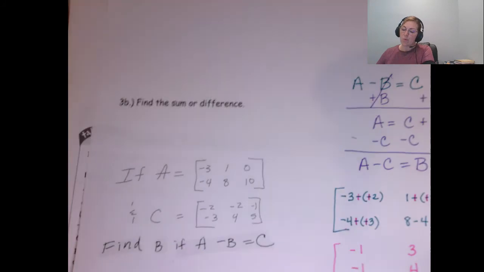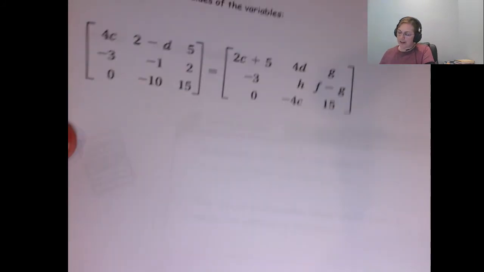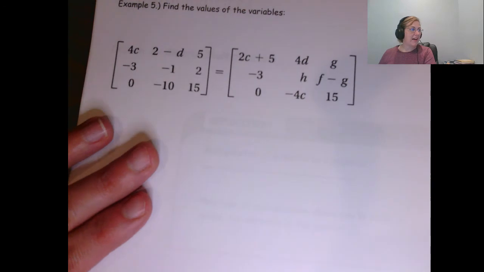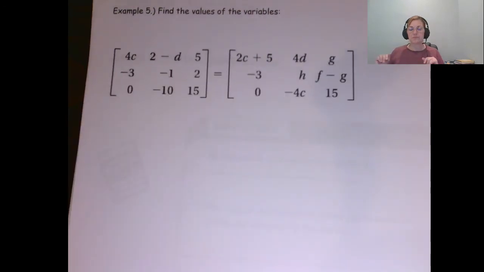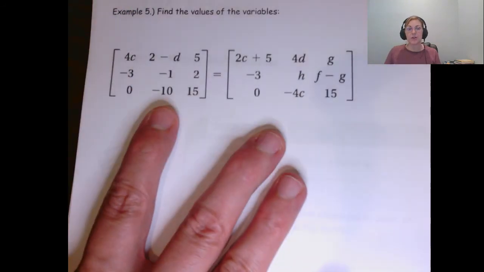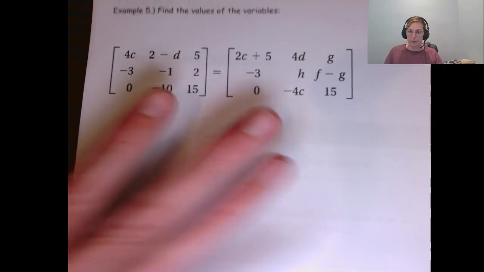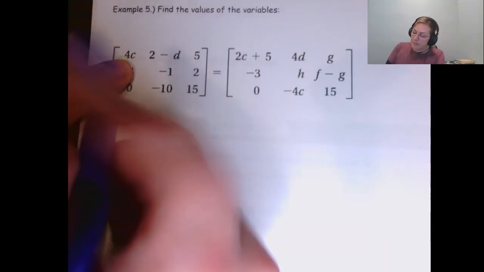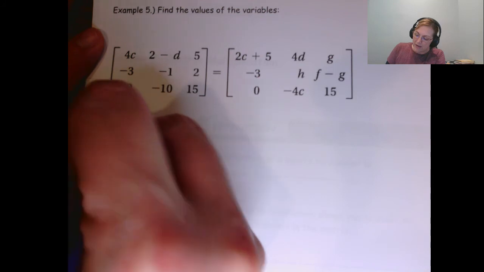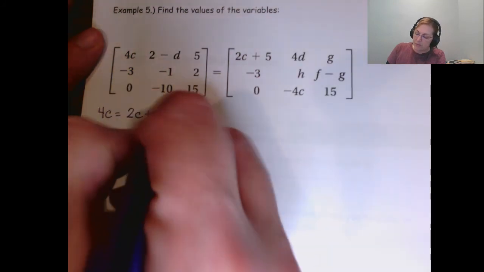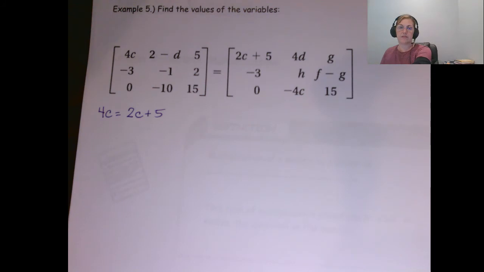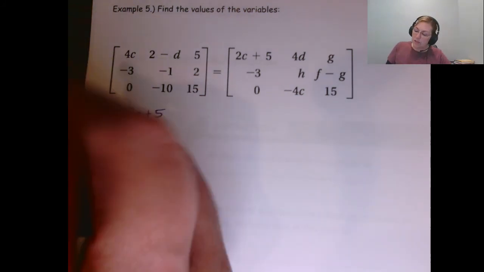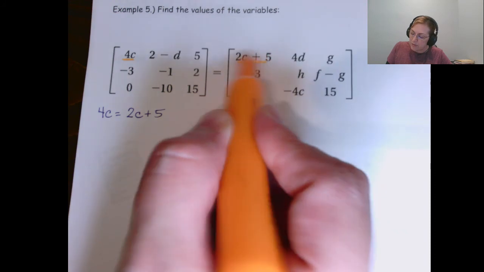Okay, one more problem for this section, and that is to find the values of all the variables. Something you need to know: when you have two matrices that are equal to each other, that means that each element's location must be equal to each other. So for instance, row 1, column 1, these must be equal to each other. So I know that 4C equals 2C plus 5.